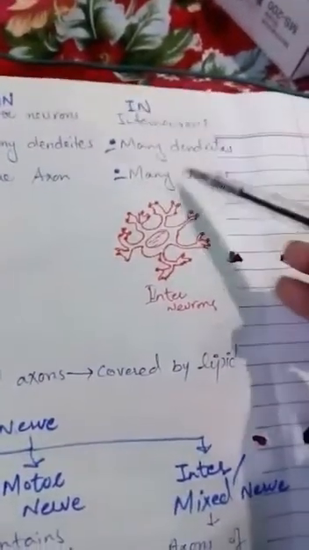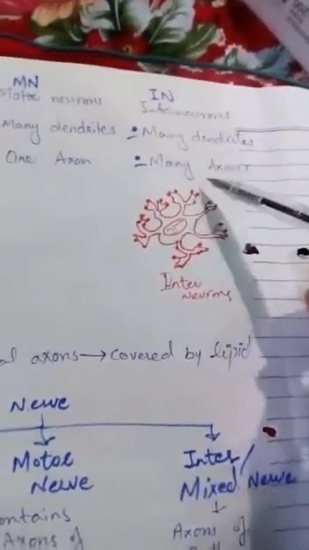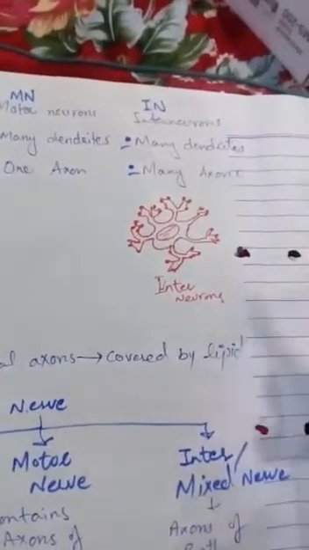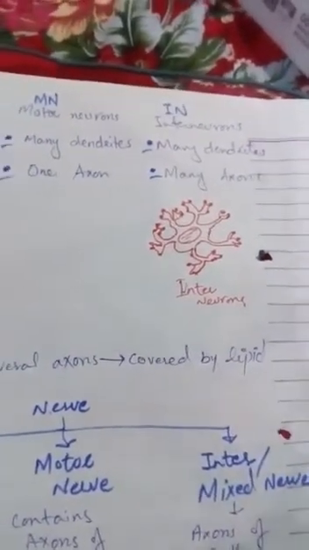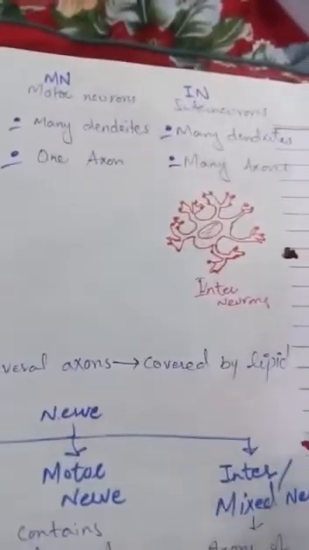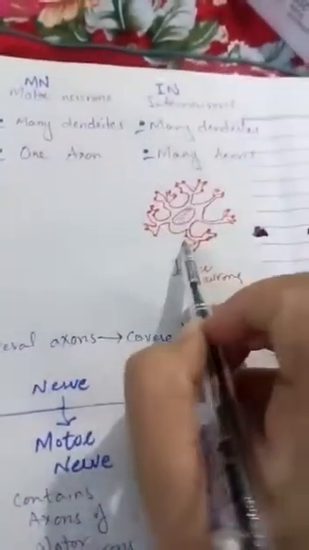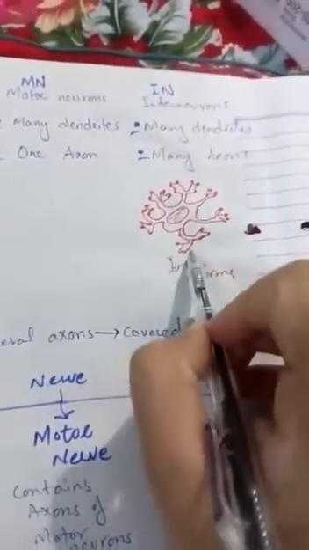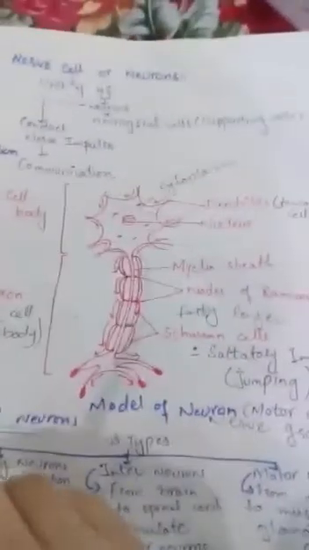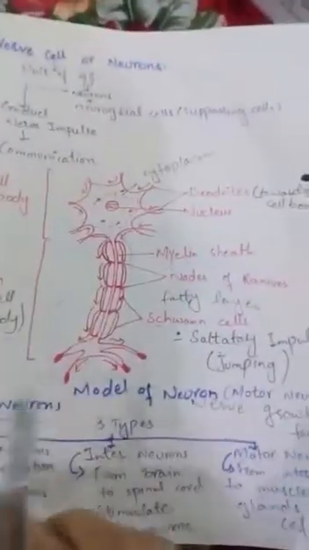Interneurons contain many dendrites but many types of axons. Means in interneurons many types of dendrites and many types of axons are present. This structure shows the interneuron, which contains many types of axons and dendrites. And motor neurons, the structure which we discussed previously, is also the structure of the motor neuron.